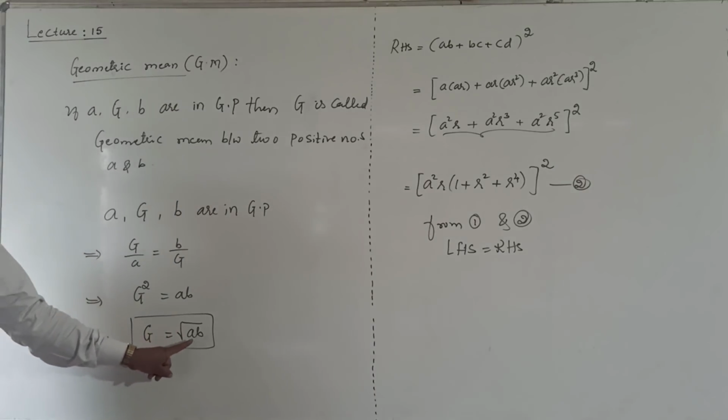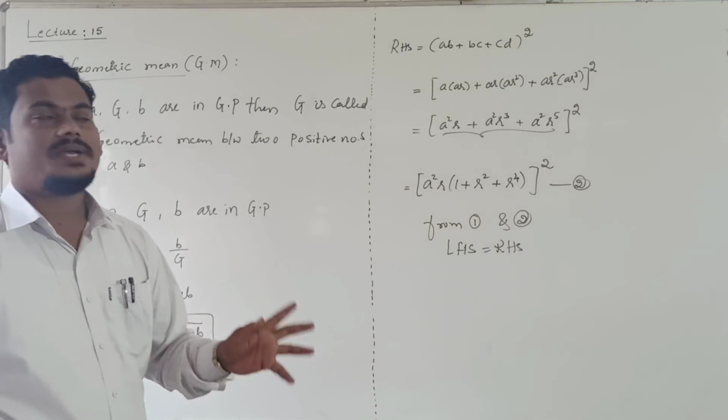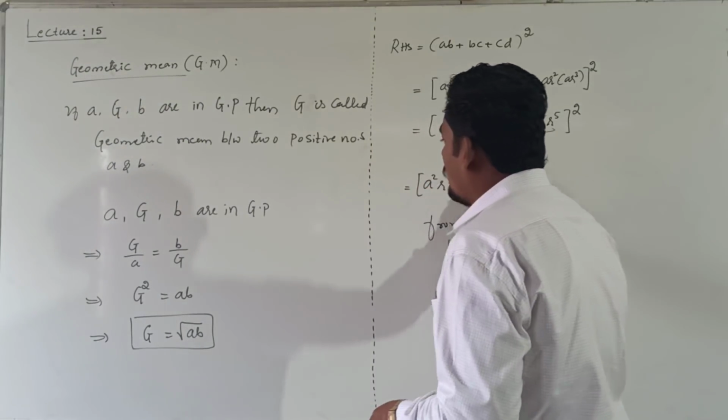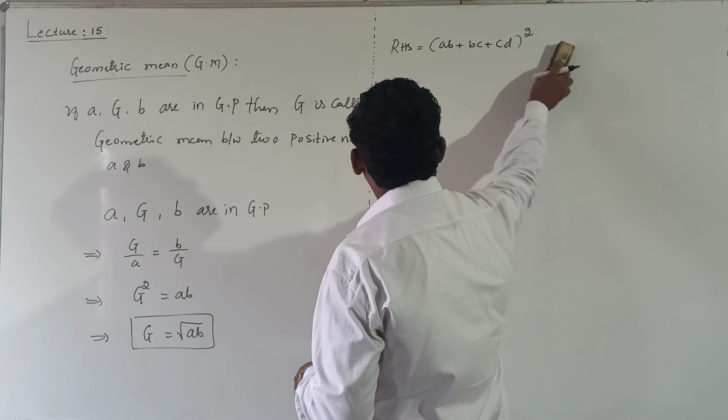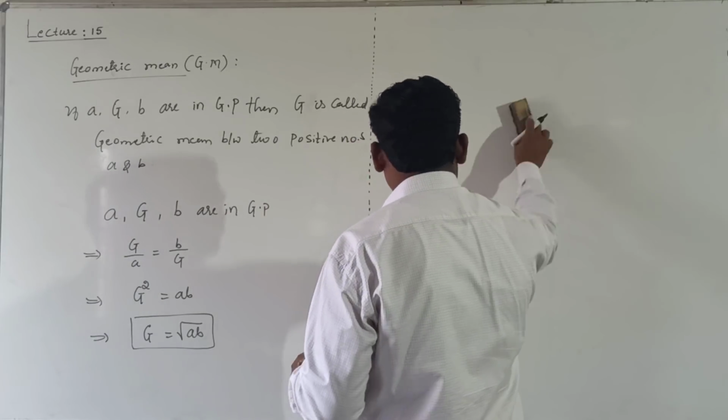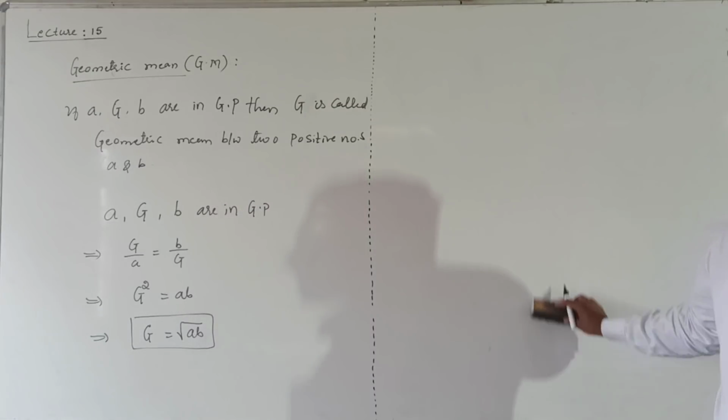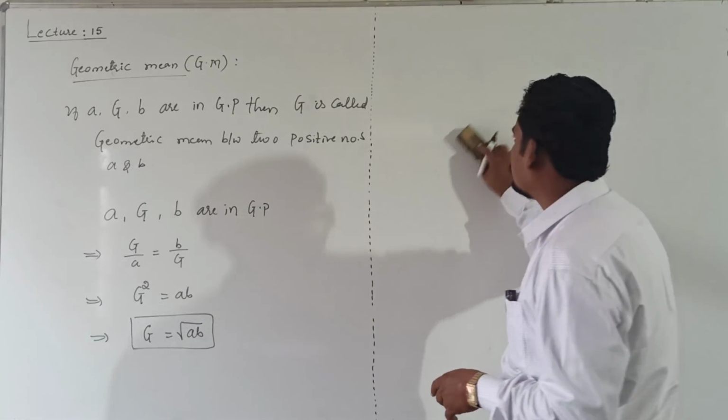G is equal to square root of A into B, where A and B are positive numbers. Geometric mean between two positive numbers is square root of AB, where A and B are positive numbers.